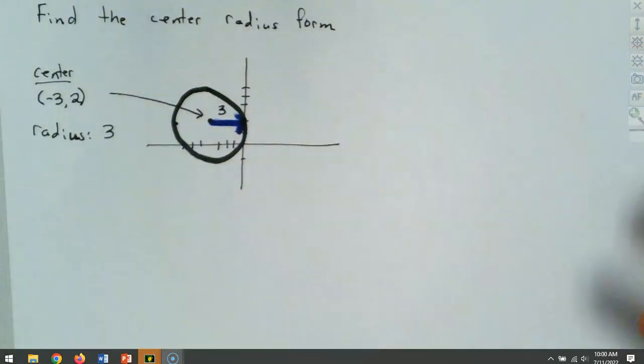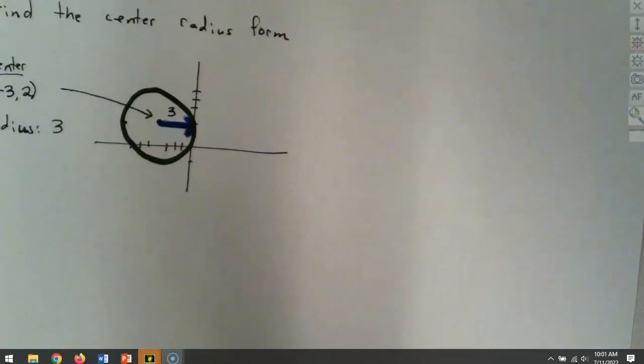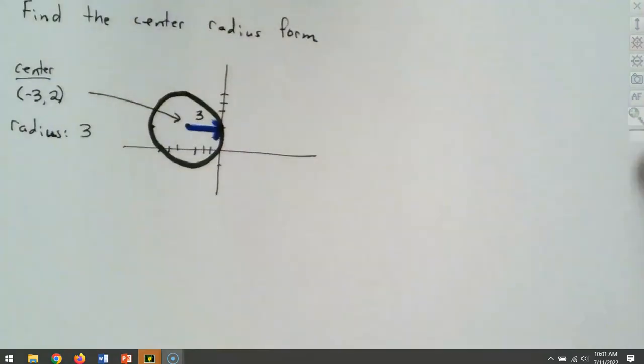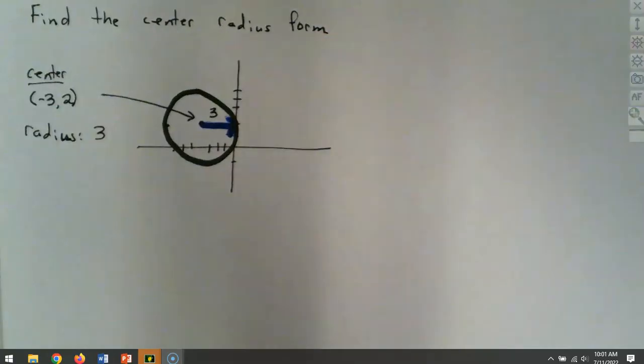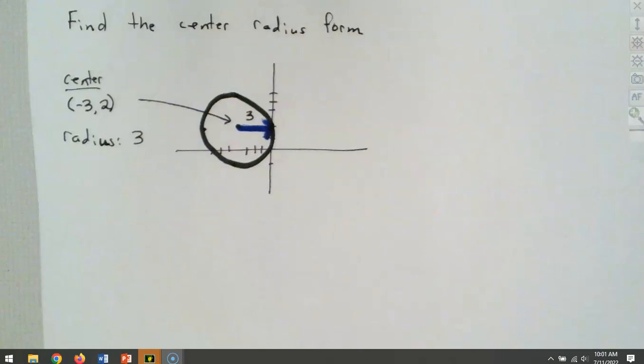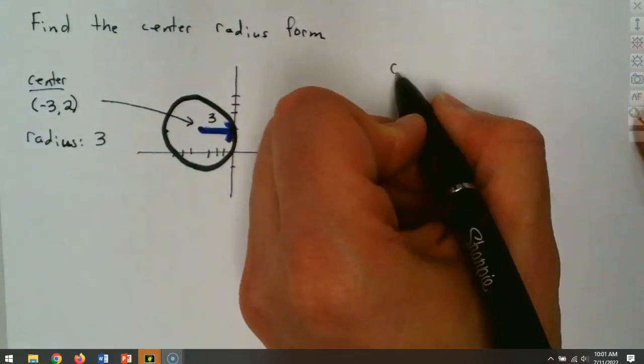So my center is going to be at -3, 2, and my radius here would be 3. Now we do want this in center radius form. So we have our center and we have our radius. Let's go ahead and write this in center radius form.